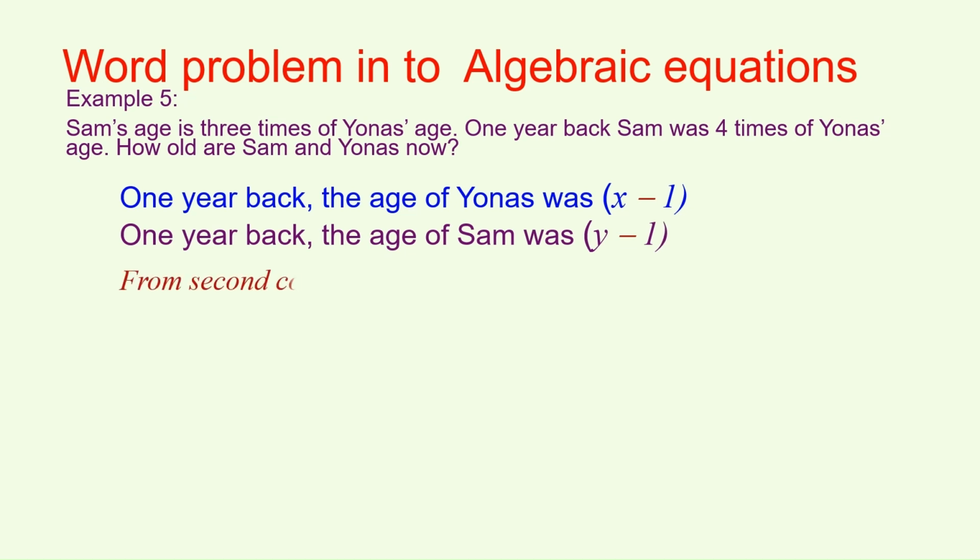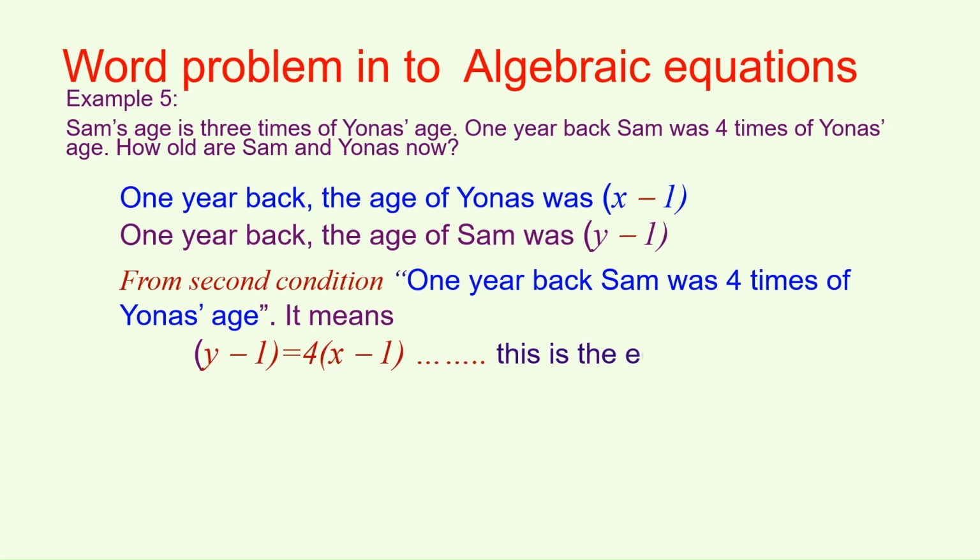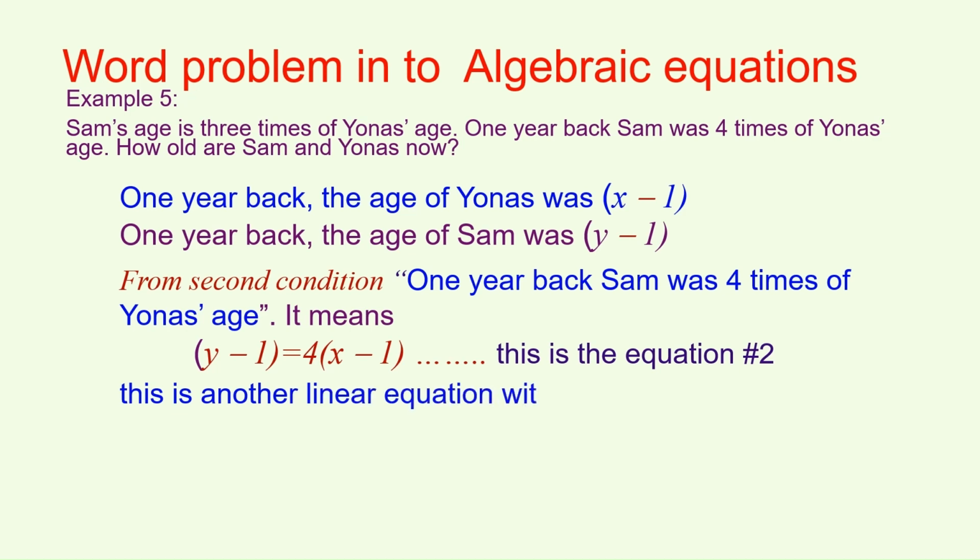One year back, the age of Yona was x minus 1. 1 year back, the age of Sam was y minus 1. From the second condition, 1 year back, Sam was 4 times Yona's age. It means y minus 1 equals 4 times (x minus 1).